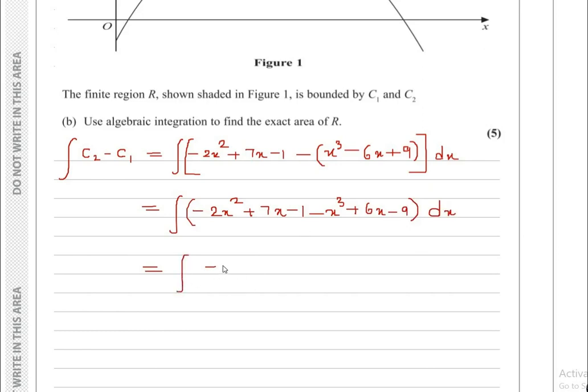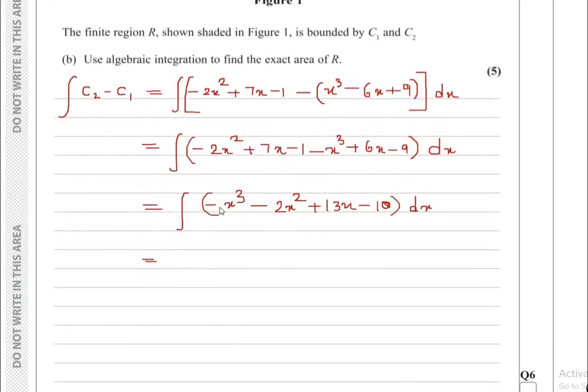It becomes minus x cubed, and here we have minus 2x squared, and we have plus 13x minus 10 dx. Now we are going to start the integration of these terms one by one. The integration of minus x cubed is minus x to the power 4. The power is incremented by 1, so it becomes 3 plus 1, which is 4, over whatever power we have, we are going to write it at the bottom.